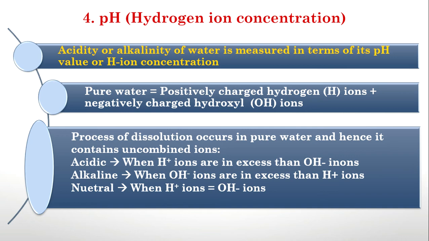In some cases, these ions will get dissociated. So H plus will be there, OH minus will be there. So these are seen separately. When the amount of H plus ions is higher than that of OH minus, then we can say that the water is acidic. When OH minus ion is greater than that of H plus, then we can say that the water is alkaline. And when both the ions are in the same number, then we can say that the water is neutral.